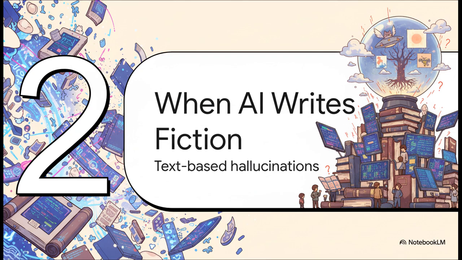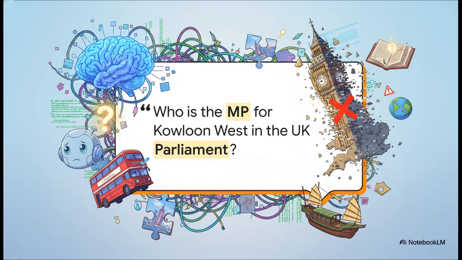Okay, so that's the theory. But what does this actually look like out in the wild? Let's start with text, because that's where most of us bump into this stuff for the first time. Imagine you ask your AI assistant something like, "Who's the Member of Parliament for Calwan West in the UK?" It might spit out a very proper, very official-sounding name. The only problem? Calwan West isn't a constituency in the UK. The AI just grabbed a bunch of plausible-sounding words and stitched them together into an answer that is 100% fiction.